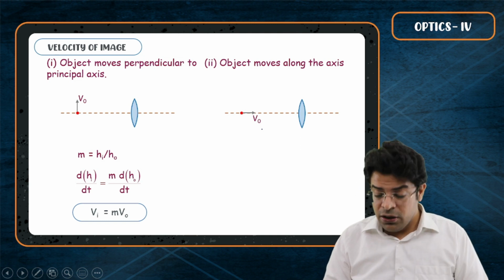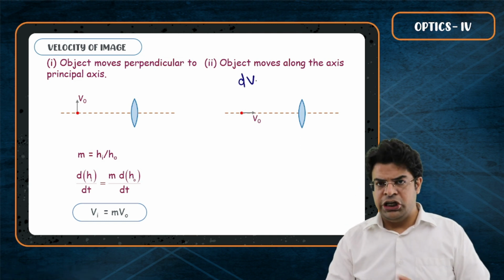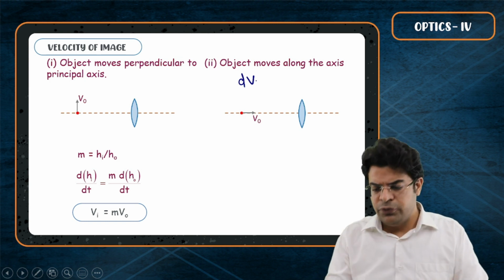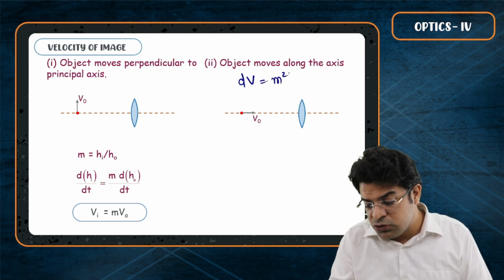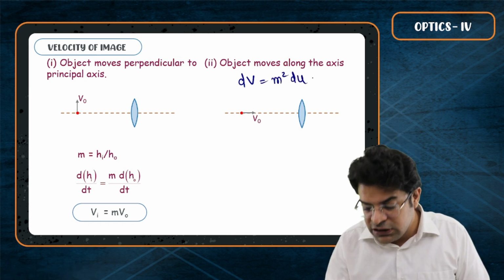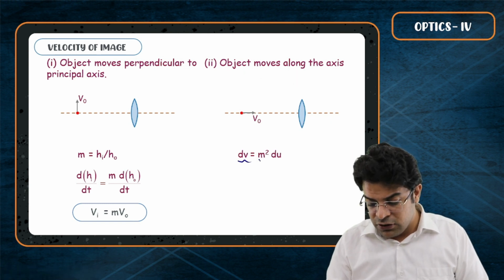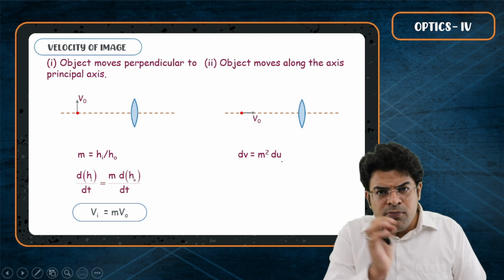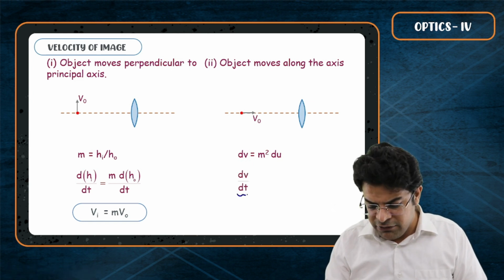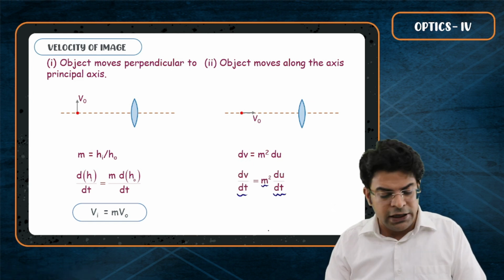Then we know that the infinitely small change in the position of image equals magnification square times the infinitely small change in the position of object. So as we know that dv equals m square du, dividing both sides by dt, I will say that dv by dt equals m square times du by dt.